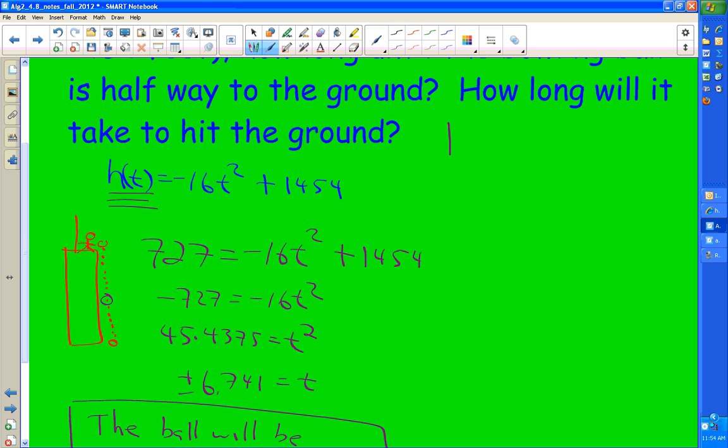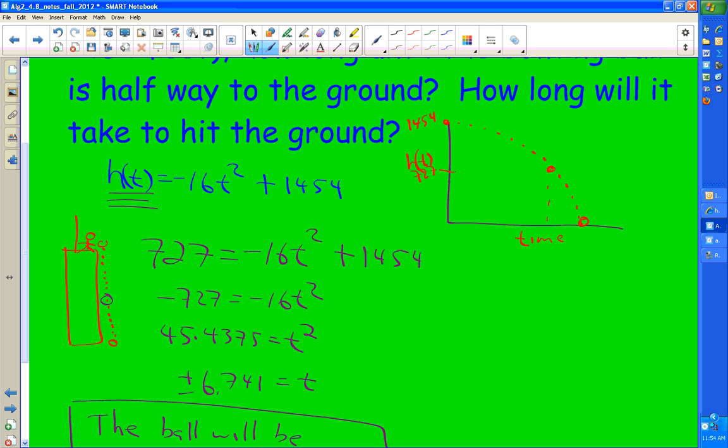If you're looking at a sketch of what happens in terms of height and time, this is the height, this is the time. So we were going to start right here at 1454 feet. And then the height is going to go like this. When we get to 727, we're right here. That took 6.741 seconds.